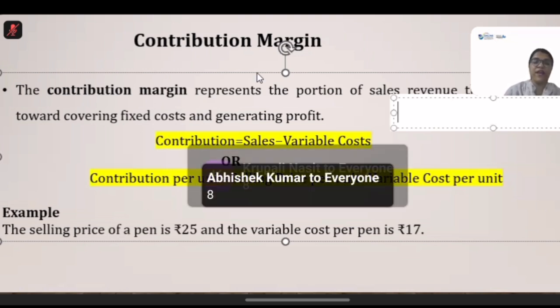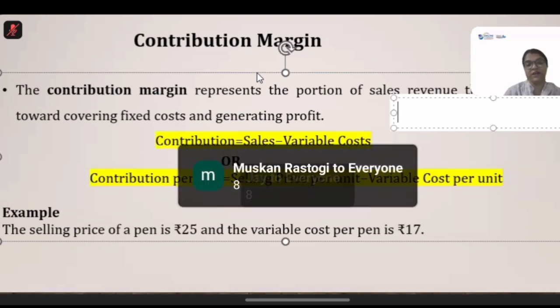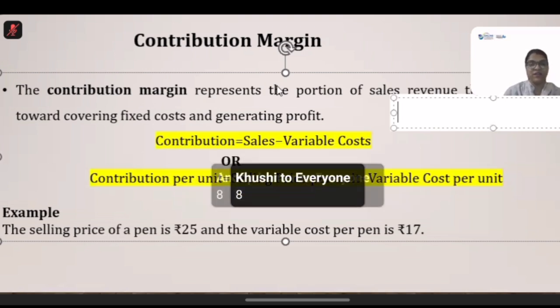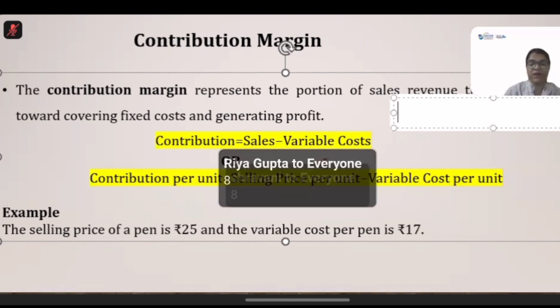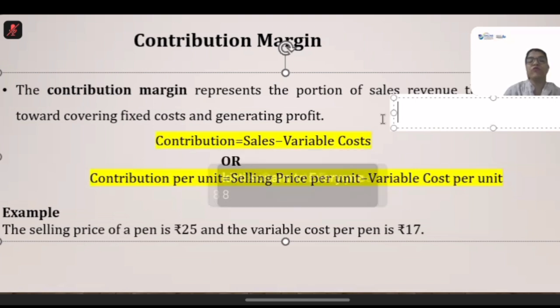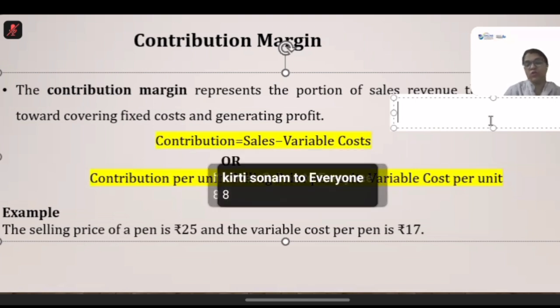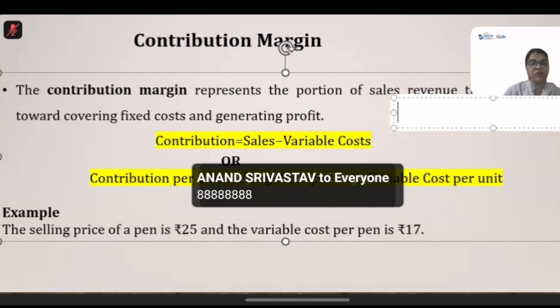Superb, very good. Everybody is giving me the correct answer. Yes, great. There are so many answers rolling out, so I cannot take so many names. But all those who have answered me are correct.